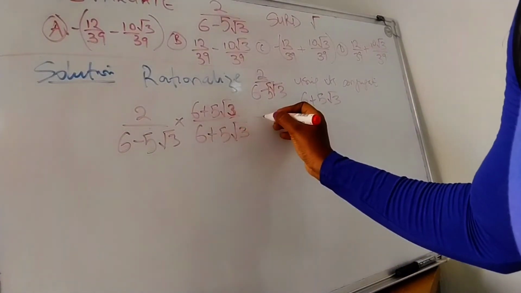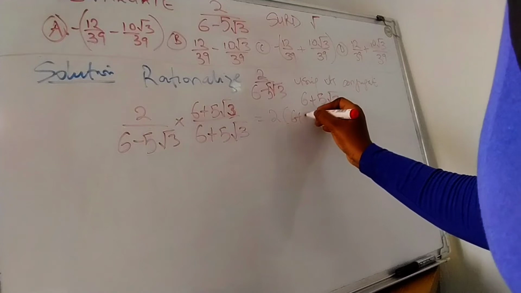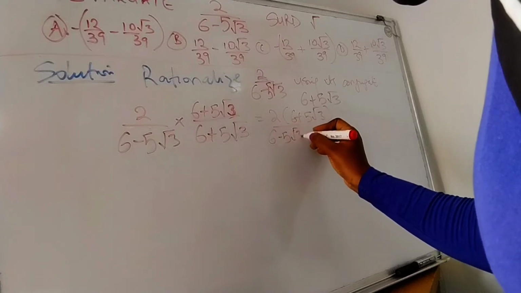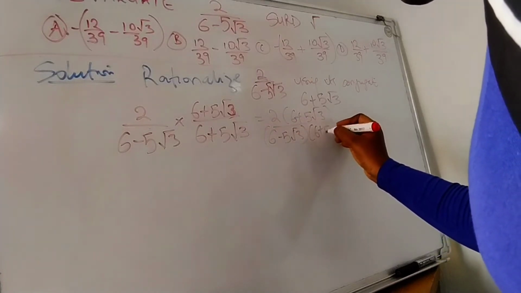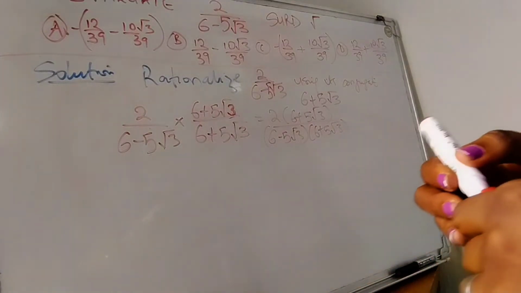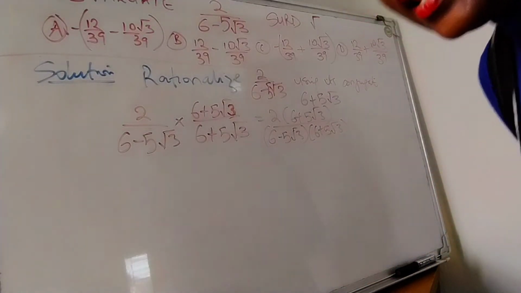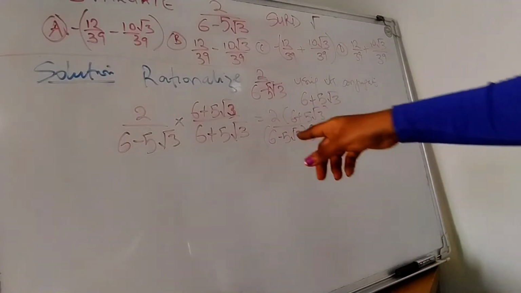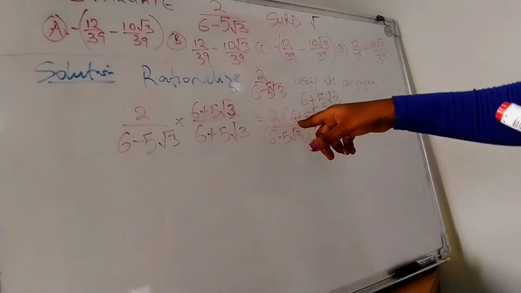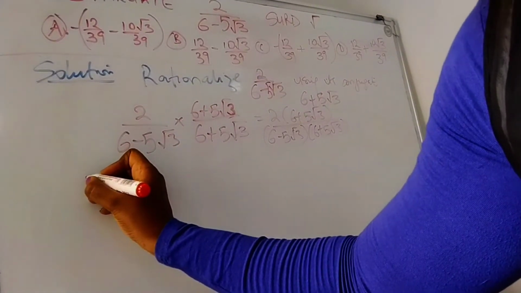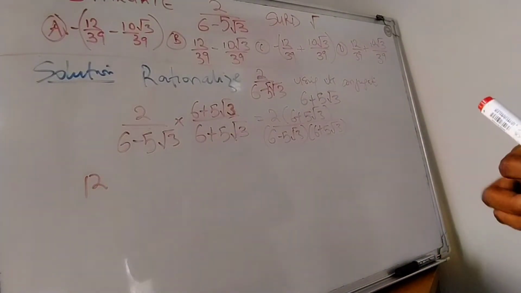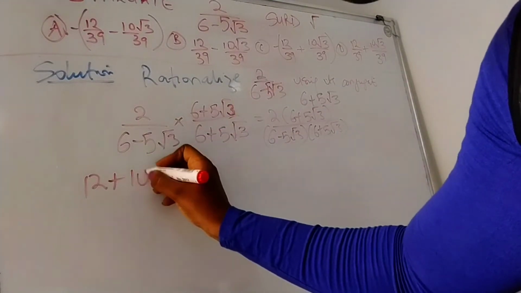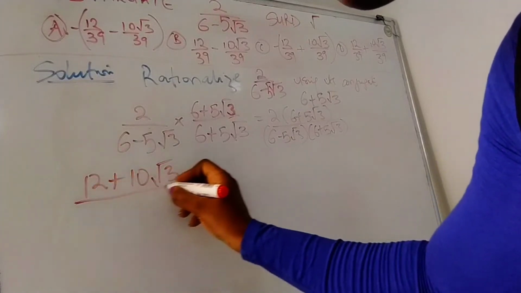We will say 2 bracket 6 plus 5 root 3 all over 6 minus 5 root 3 bracket 6 plus 5 root 3. Hope you can see that clearly. Let's multiply the top. So we have 2 times 6, which gives you 12. 2 times 5 root 3 gives us, don't forget to put the plus, 10 root 3.